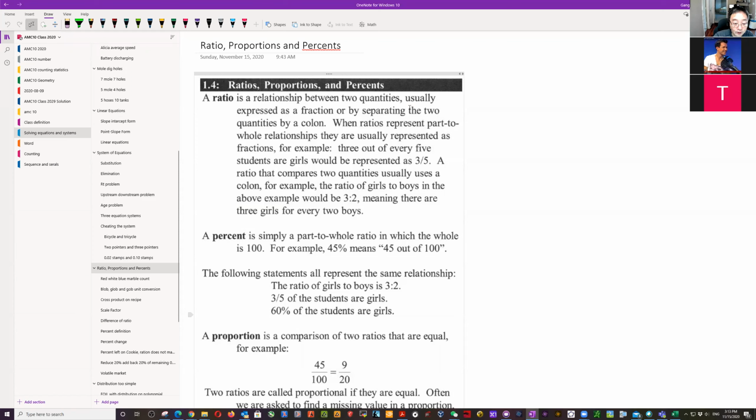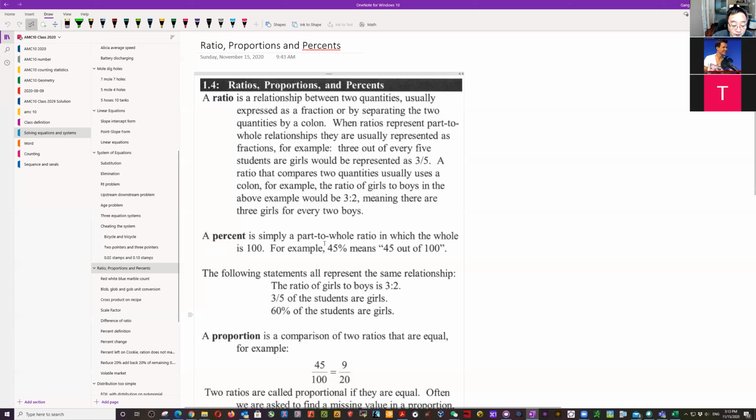A ratio could also be a relationship between the recipe of totally different materials. For example, if you're making a cake and you add both sugar and salt, salt you will be adding by the unit of teaspoon, so really small. And if you're adding the sugar, you will be adding by cup, the number of cups. So basically, it could be totally different units.